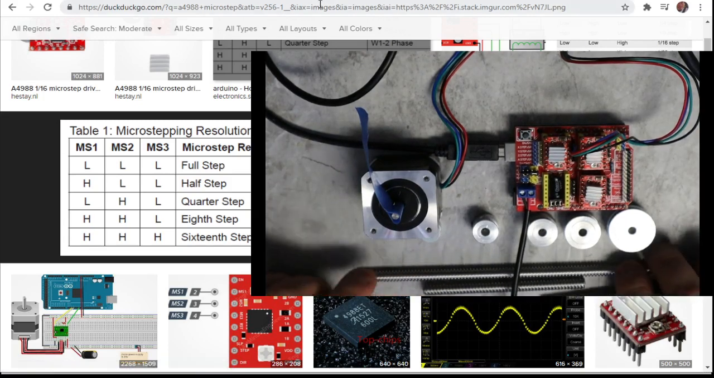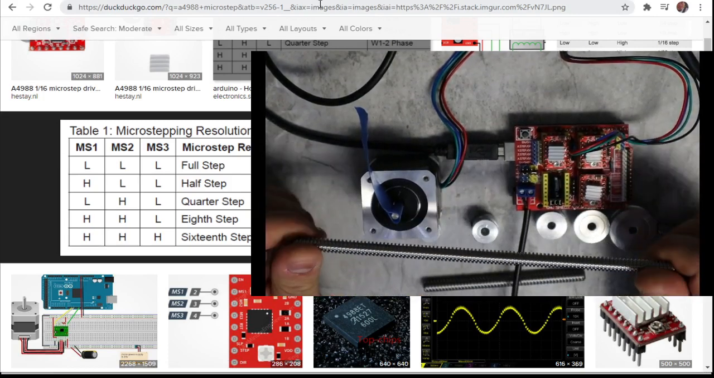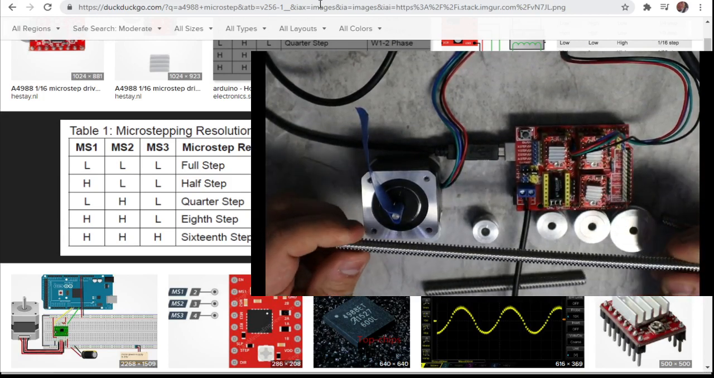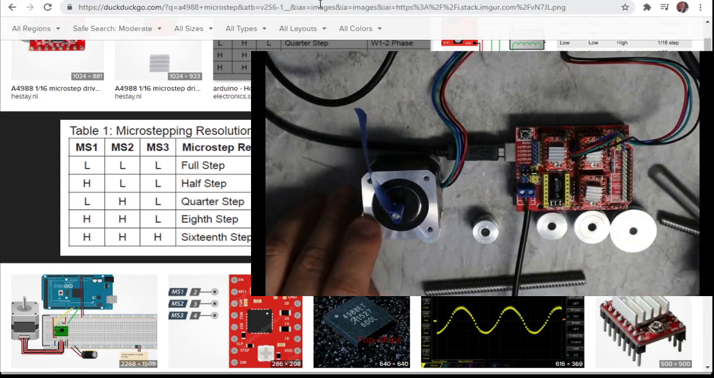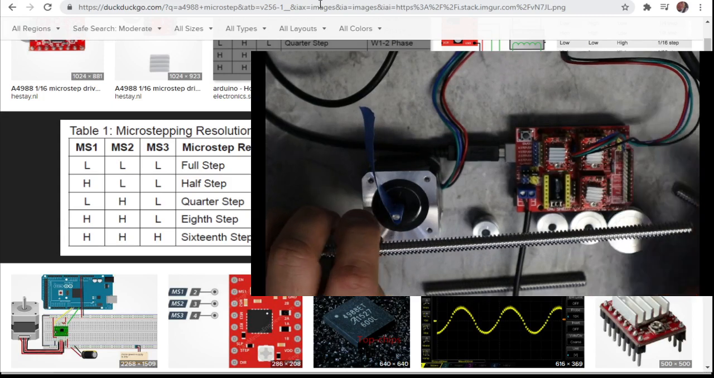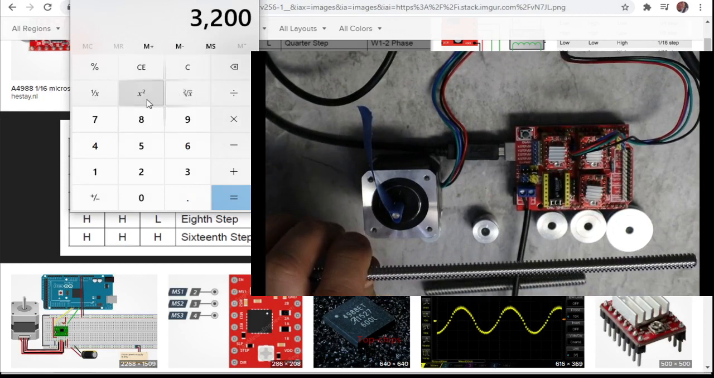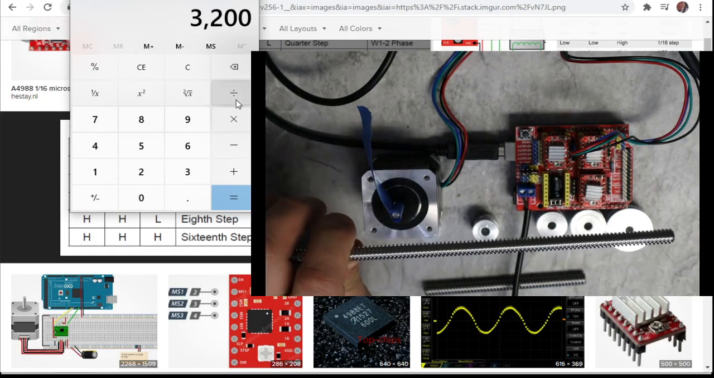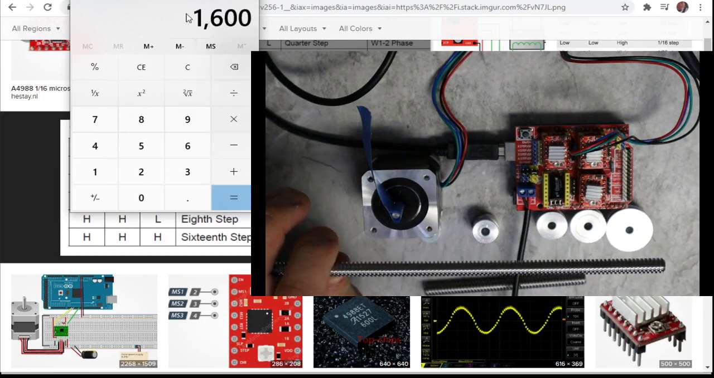This one with a 2 millimeter lead, that means every time this thing rotates, it moves up 2 millimeters, okay? So that math is really easy to do. This thing takes 3,200 steps to do a full rotation, right? One full rotation of this is 2 millimeters. So how many steps per millimeter? Well, we can do that math here. We pull our calculator out, and we would say that 3,200 steps per revolution divided by 2 millimeters per revolution equals 1,600 steps per millimeter.